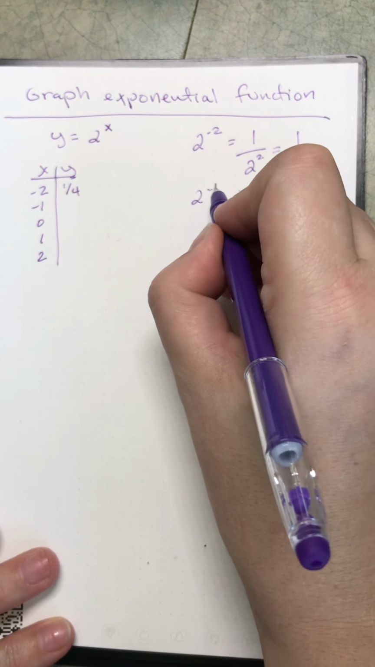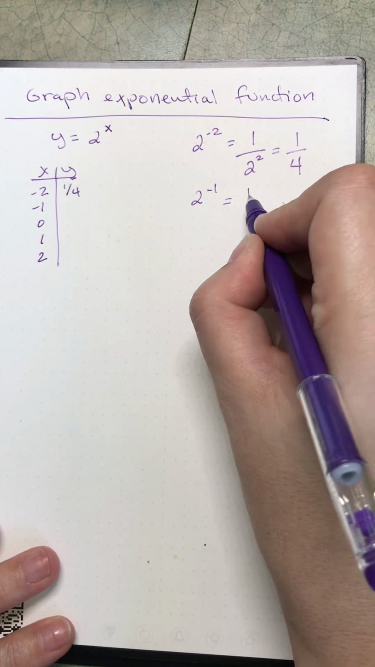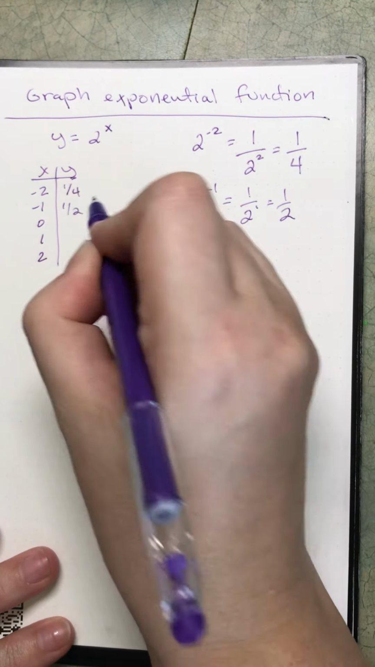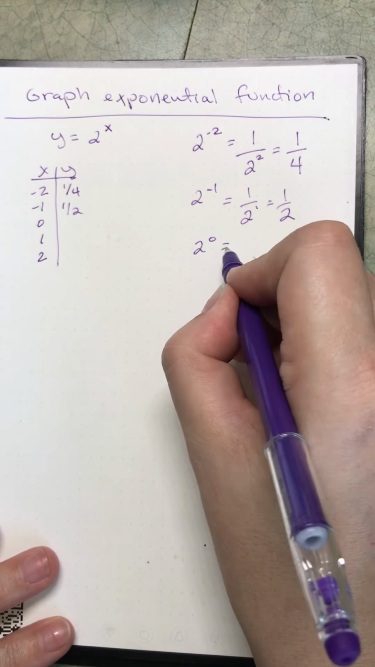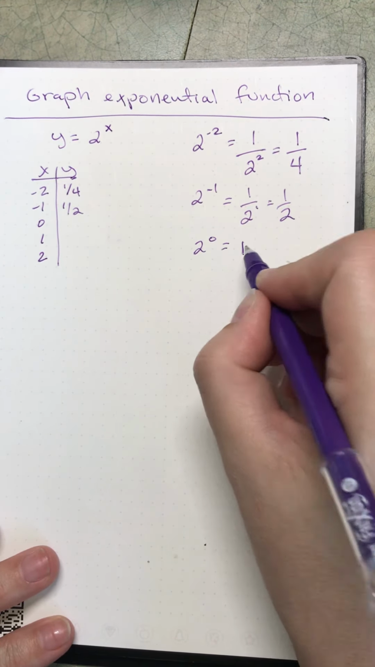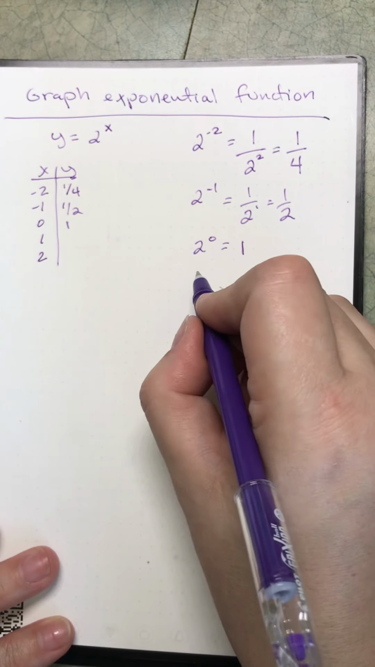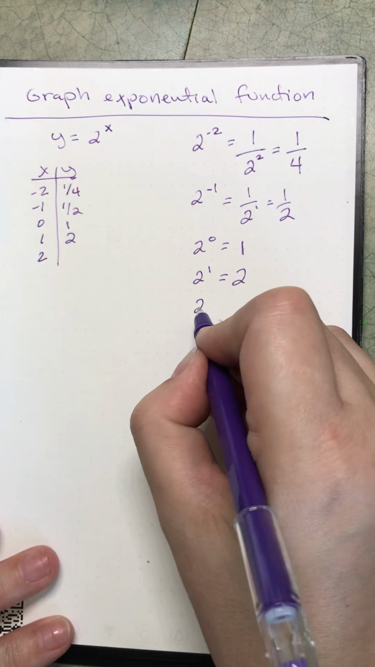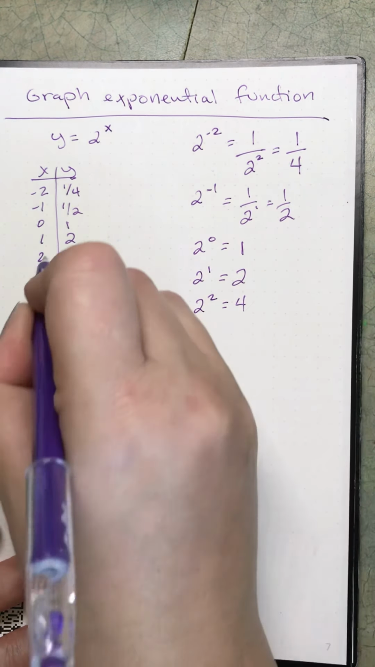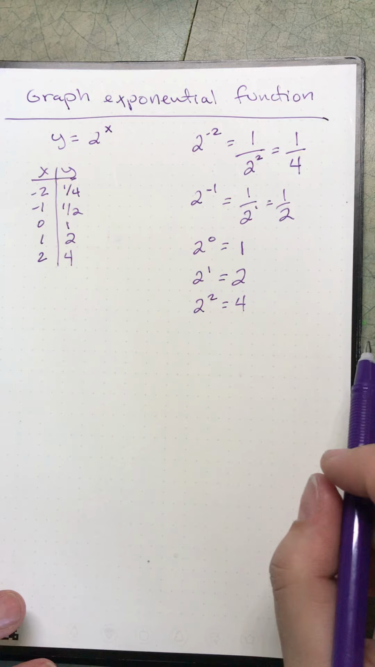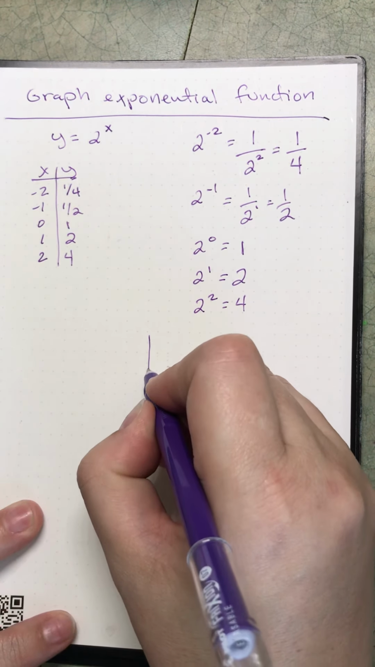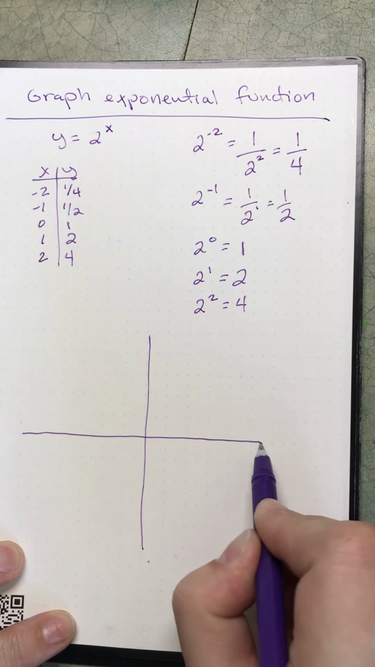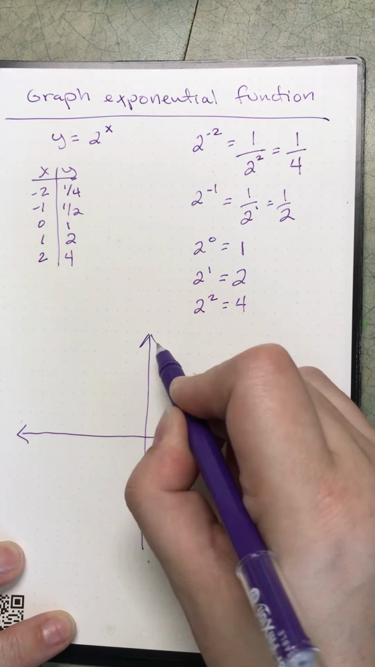And then 2 to the negative 1 is 1 over 2 to the 1, or 1/2. 2 to the 0, remember anything to the 0 power is 1. 2 to the 1 is just 2, and 2 squared is 4. So there's our points. And so now I'm going to graph these.